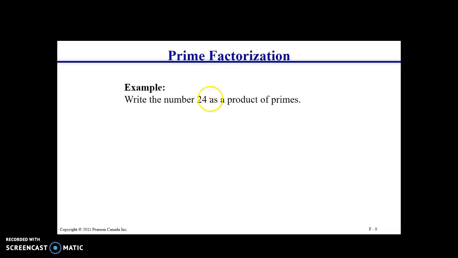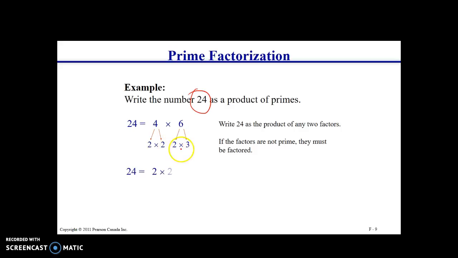So if we have 24, let's write that as a product of prime numbers. So we're going to basically do a factor tree, or a prime factorization is what it's called. We can break down 24 any two ways. I'm going to do 4 times 6. Okay, 4 breaks down into 2 times 2, and 6 breaks down into 2 times 3.